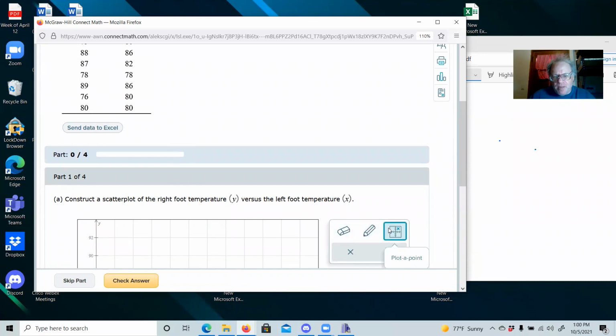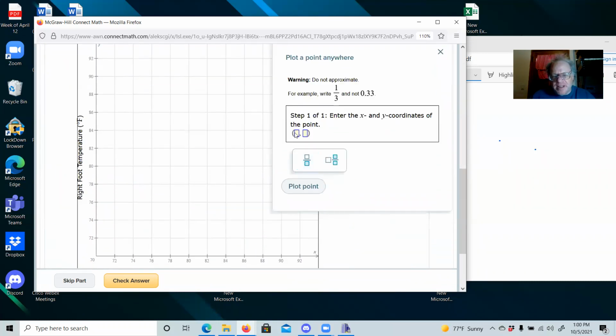All right, we're going to type in a bunch of points. We're going to type in 85, 85, plot it. We're going to type in 75, 80, plot. All right, we're going to have 88, 86, 87, 82. I'm worried about this person. 78, 78. Okay, that's looking promising for that person.